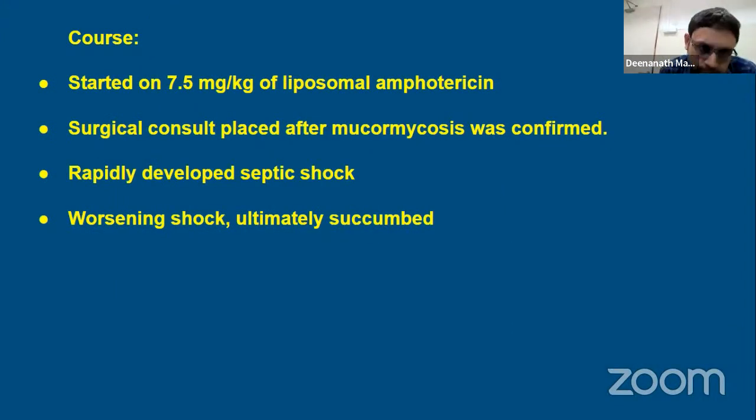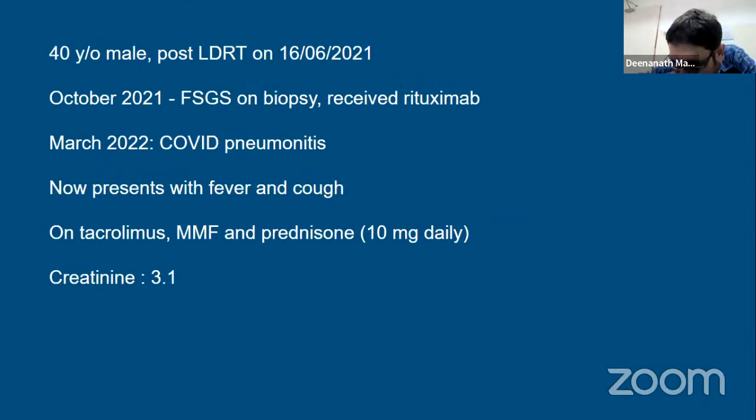Now, unfortunately, as with a lot of GI mucormycosis, the outcome wasn't great. He was started on 7.5 milligrams per kg of liposomal amphotericin. He rapidly developed septic shock. In fact, he turned out to have carbapenem-resistant Klebsiella as well. And then he had worsening shock and ultimately succumbed. But again, a case that puts into perspective the choice of therapy based on species.